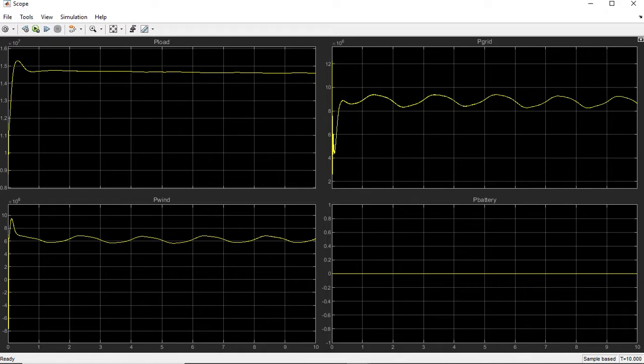Here you can see we have a load of 15 or 16 megawatt which is connected to the grid, and on the grid there is one more power source, a wind turbine, which is producing anything between 6 megawatt to 7 megawatt. The rest of the power is coming from the grid. Now the battery is not in the circuit in this case. In the next case we will connect a battery, and through the battery we will try to mitigate the impact of wind turbine fluctuations on the grid.